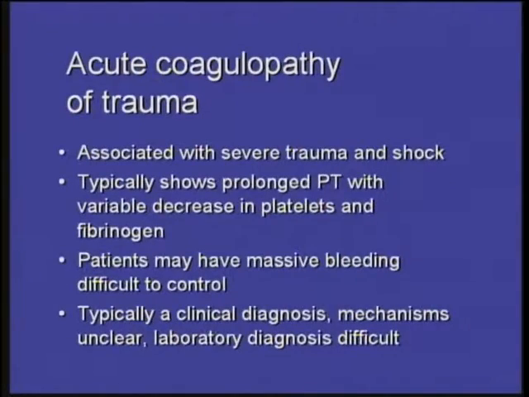Next thing I'd like to talk about for a minute is the acute coagulopathy of trauma. This is associated with severe trauma and shock, typically shows a prolonged pro-time and a variable decrease in platelets and fibrinogen. Patients may have massive bleeding that's difficult to control, and typically it's a clinical diagnosis. Mechanisms are still a little unclear, and the laboratory diagnosis is difficult.